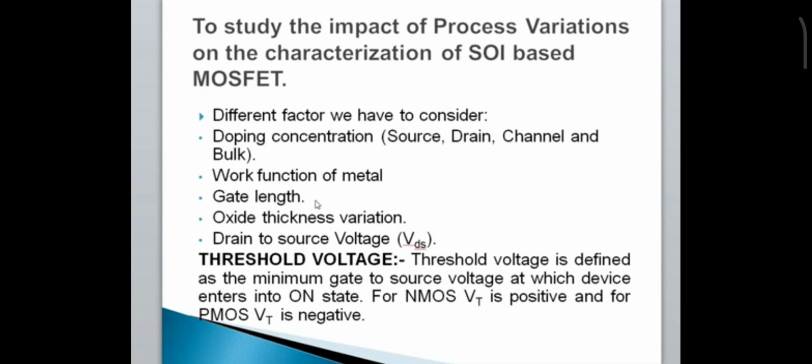In this presentation, we will talk about how these parameters, doping concentration, gate work function, gate length, oxide thickness, and drain to source voltage, affect the drain current. By changing the source doping, what would be the change in the drain current? By changing the work function, using different types of metal at the gate, what are the effects on the drain current? And the variation in the gate length also affects the drain current. So we will discuss these points one by one. The first one is the doping concentration of source and drain.